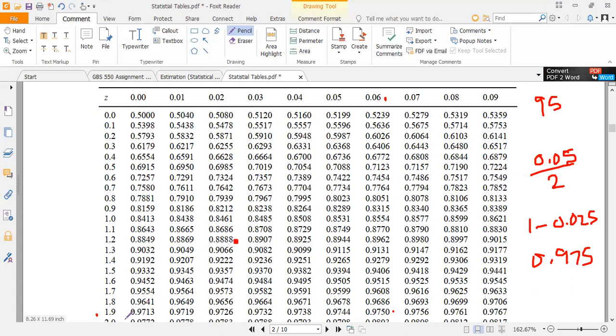So 1.95, the reading is... 1.96, the reading is 0.9750. But if I ask you to give me the Z for 0.9750, you're going to get 1.96. So this is the Z. We divided 0.05 by 2, we get 0.025. When subtracted from 1, we get 0.975. It's a probability, which is here. So when I add what is this side and that side, I'm going to get 1.96. This is where the 1.96 here is coming from.